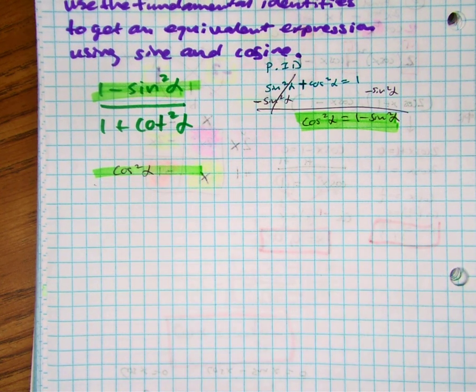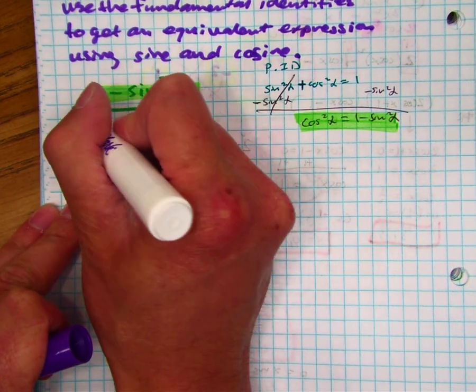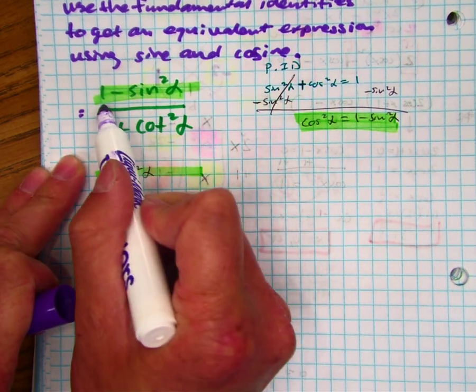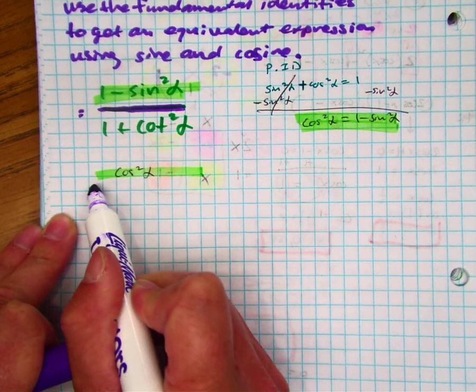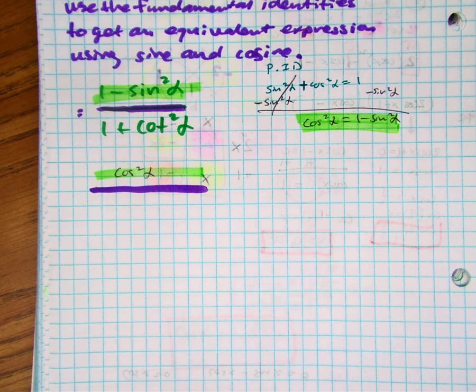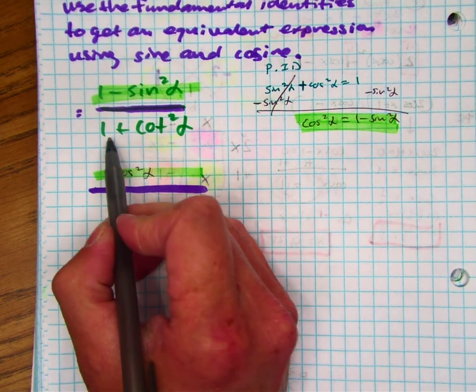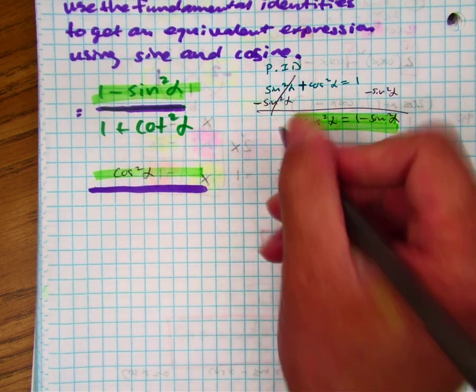Here's a hint. In more complicated math problems, when you have to do fractions, it's kind of nice to draw the fraction line in a different color so you don't get distracted, especially if you're doing fractions and fractions. Alright, I have 1 plus cotangent squared alpha.